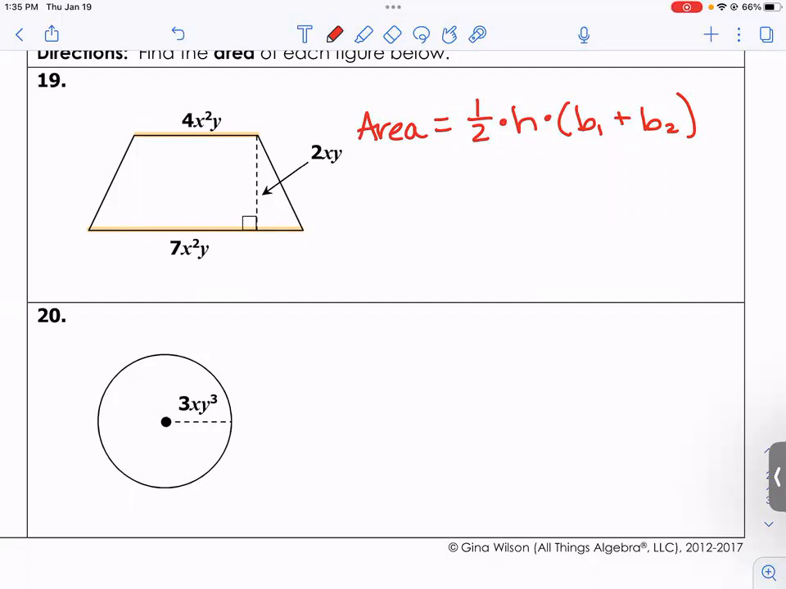Who remembers the area of a circle? There's something with pi and there's something with radius, but it's pi r squared.